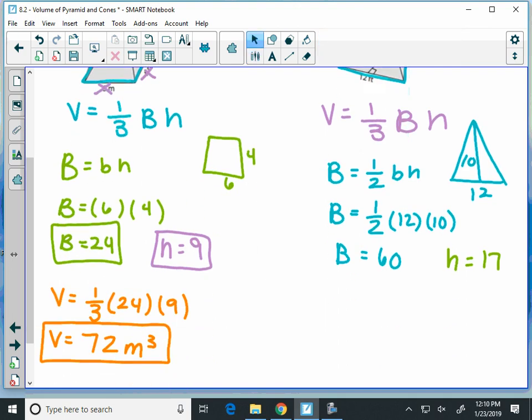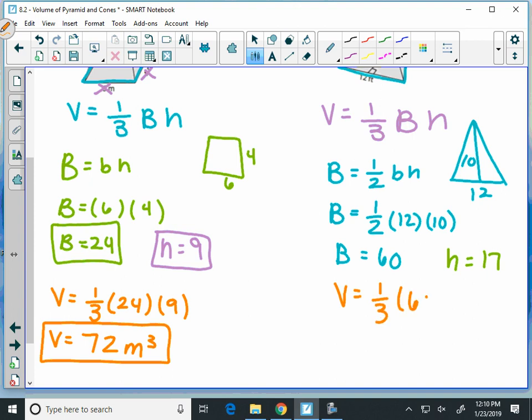Plug them into the volume formula: 1/3 big B times the height of the figure. And what do we get? We do 1/3 times 16 times 17. What is it? 340. Feet.